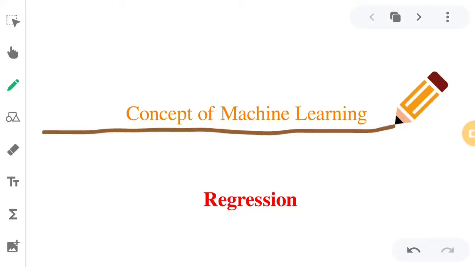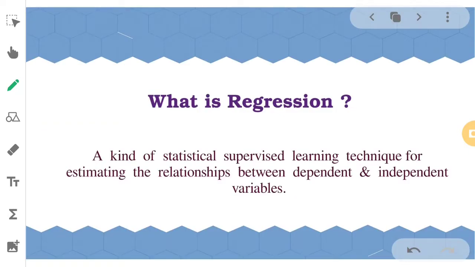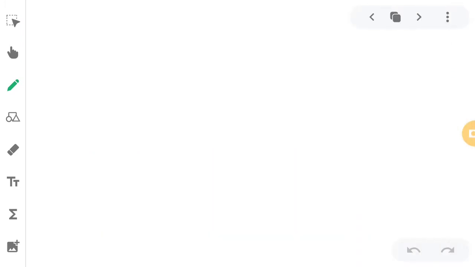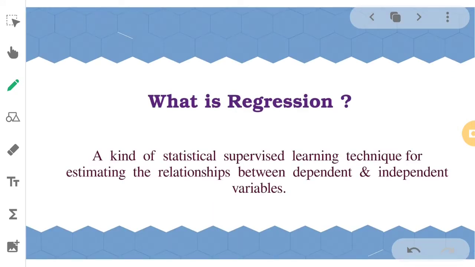In this tutorial series, I will discuss the concept of machine learning, and in this video, I will discuss the concept of regression. So let's start. So what is regression? Regression is a kind of statistical supervised learning technique for estimating the relationship between dependent and independent variables.